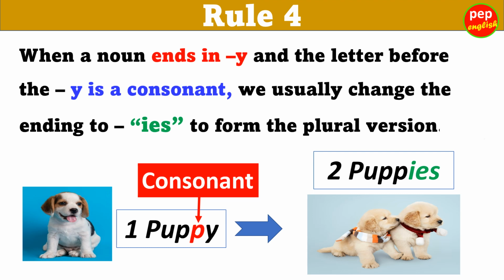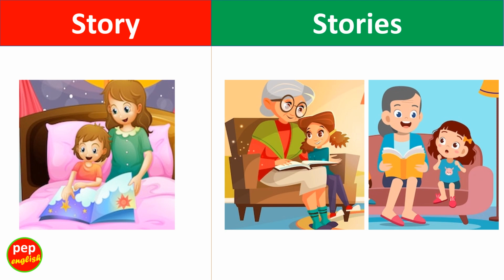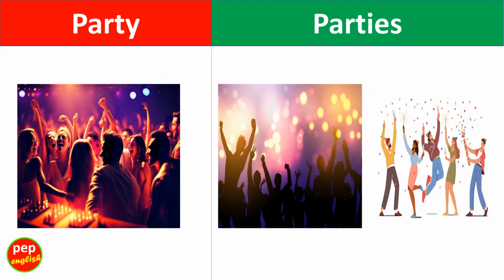When a noun ends in y and the letter before the y is a consonant, we usually change the ending to ies to form the plural version. 1 puppy. 2 puppies. Story. Stories. Party. Parties.